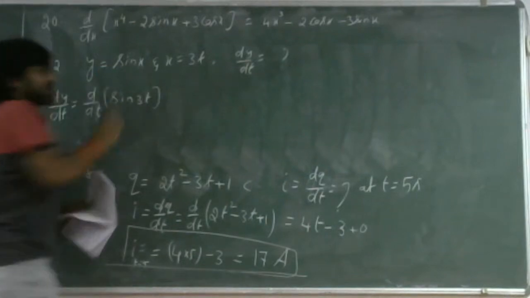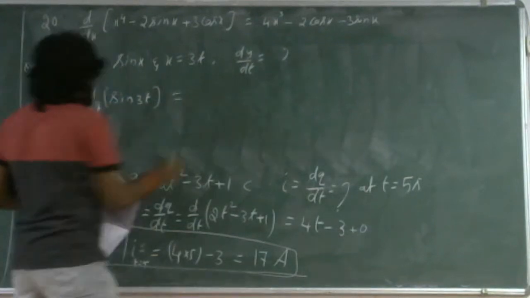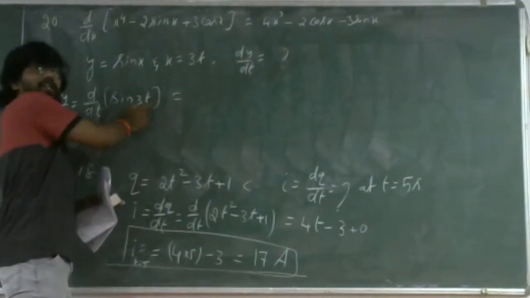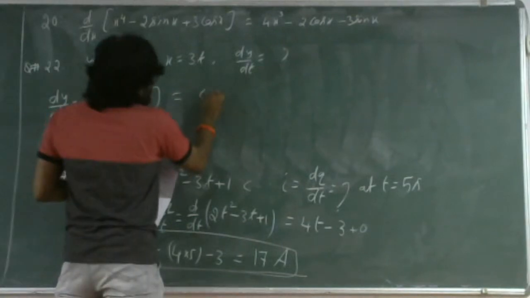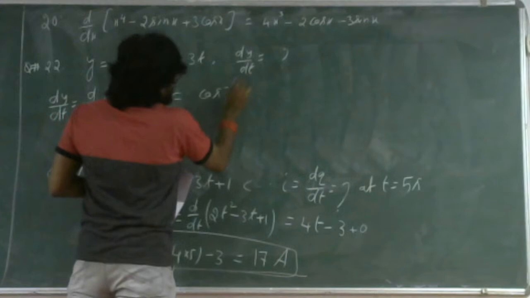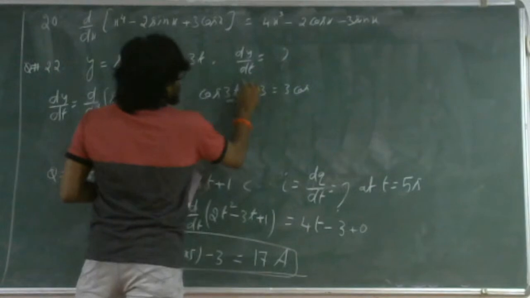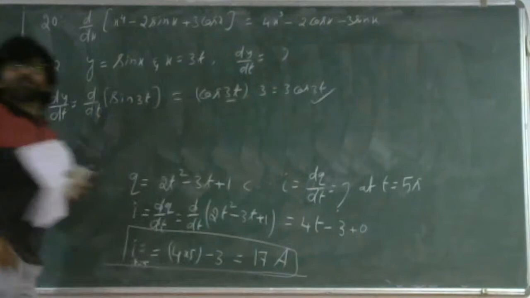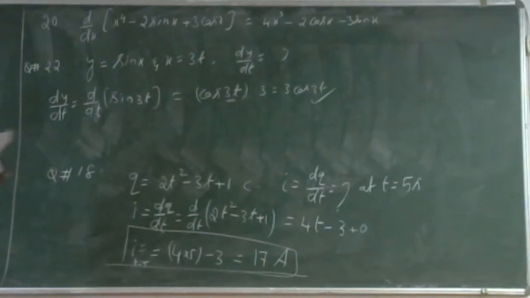This is the d by dt of sin 3t is equal to what? d by dt of sin t is cos t. But in place of t, you have 3t. This again you have to differentiate. So it is cos 3t into the differentiation of 3t, which is 3. So it is 3 cos 3t. This will be our answer. So which option is right? Option 3. Any confusion? Next.